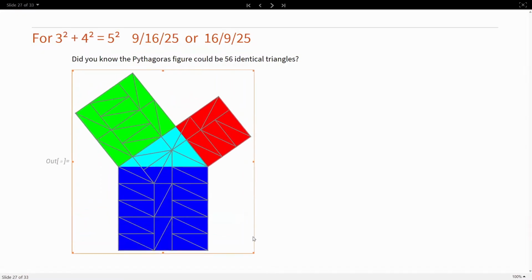One other thing we had yesterday, or was it the day before yesterday? Day before yesterday was 9/16/25 or 16/9/25. And it turns out that the Pythagoras figure that comes out of the 3, 4, 5 triangle can be divided into 56 identical triangles. In fact, the 1, 2, square root of 5 triangle. And this is one way of doing it, this diagram here.